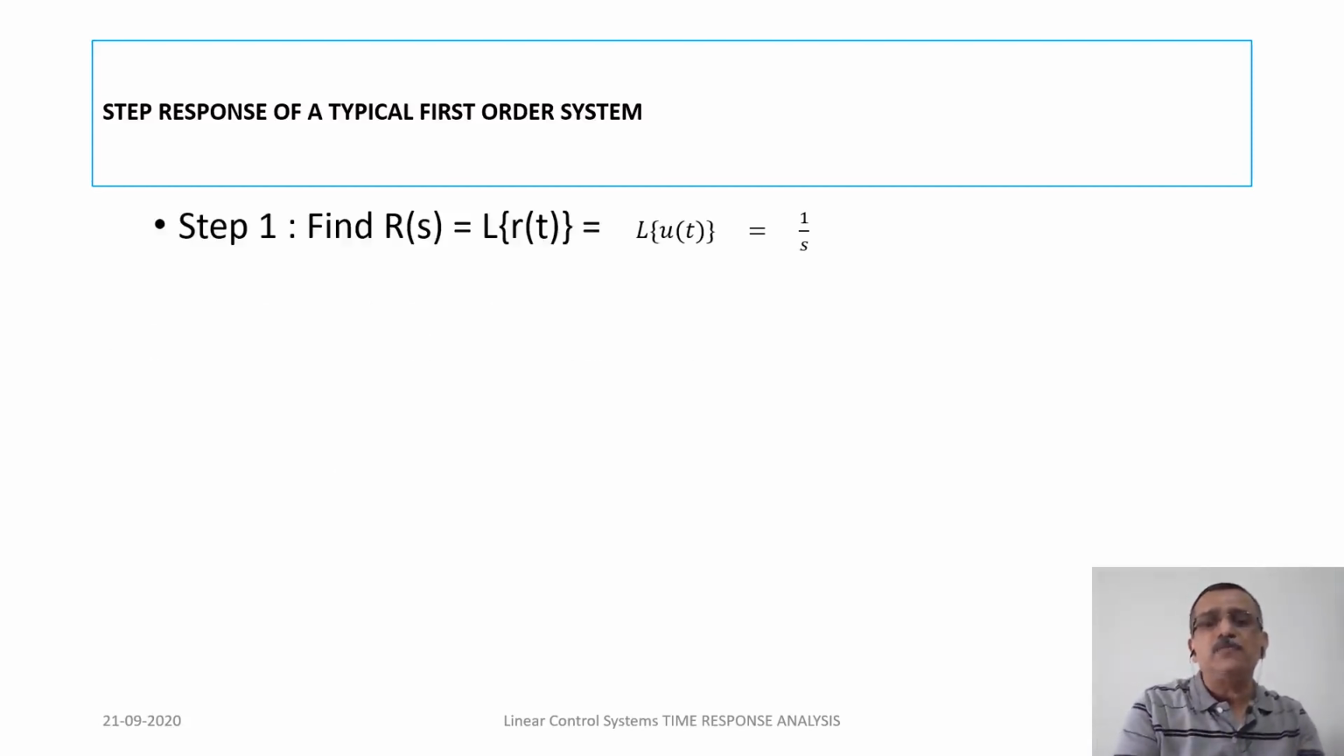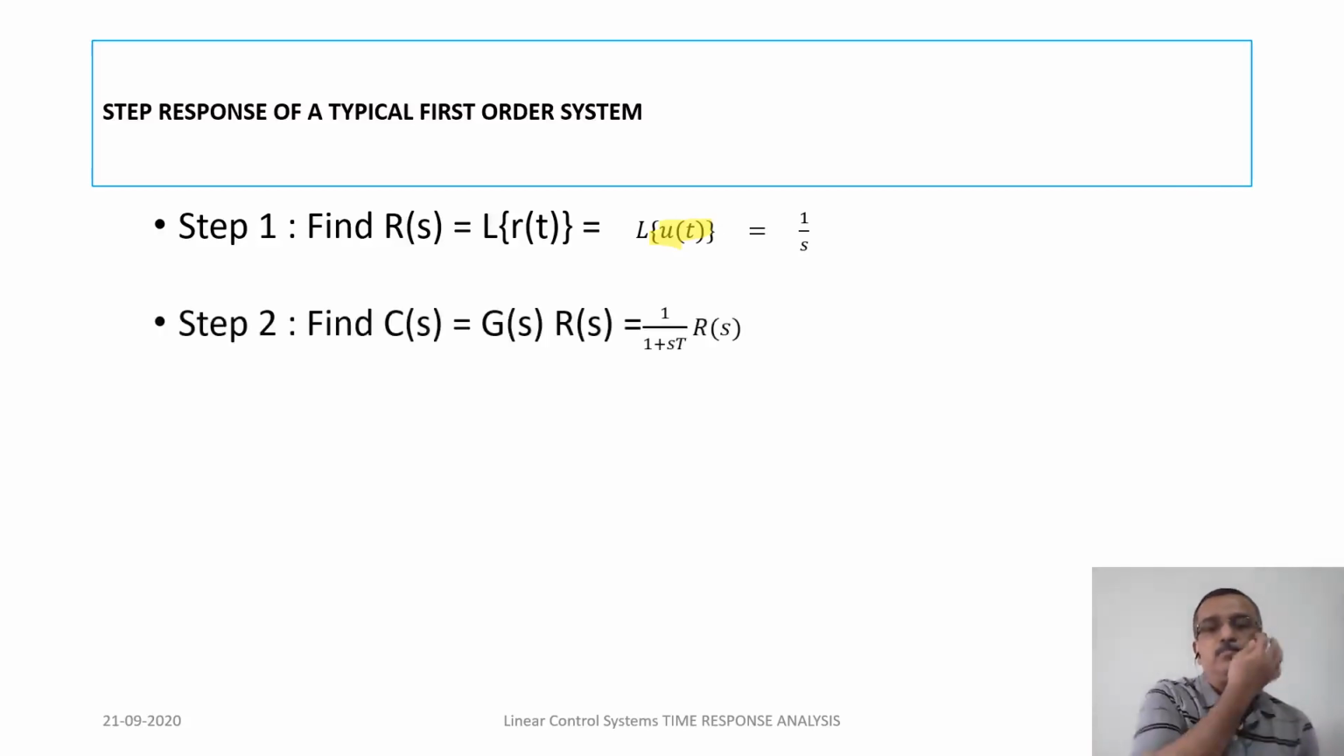So what is r(t)? For a step input, r(t) is u(t), the unit step. That is why I told you the Laplace transform is important. We know that the Laplace transform of a step is 1 by s. So we got R(s). What is the next step? Find C(s). That is G(s) into R(s). It's straightforward. What is G(s)? G(s) is 1 by 1 plus sT.